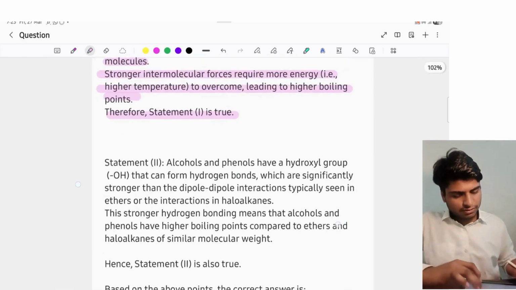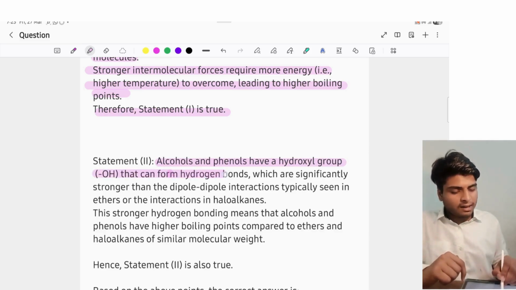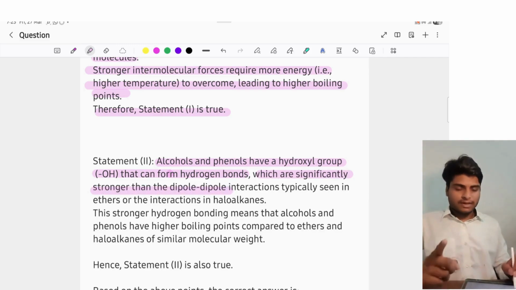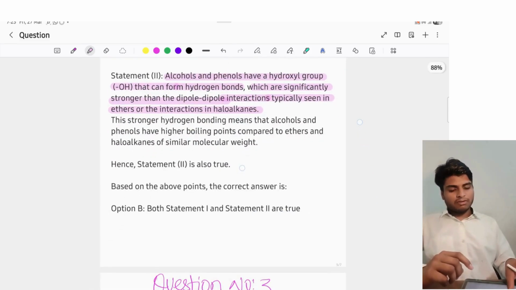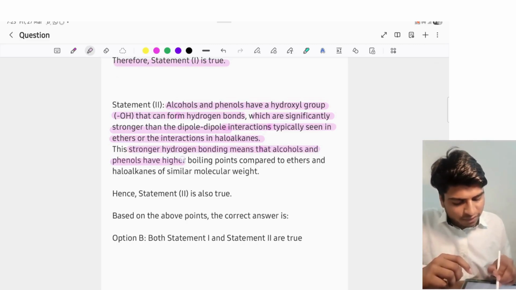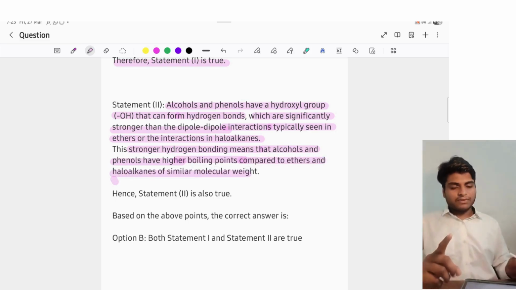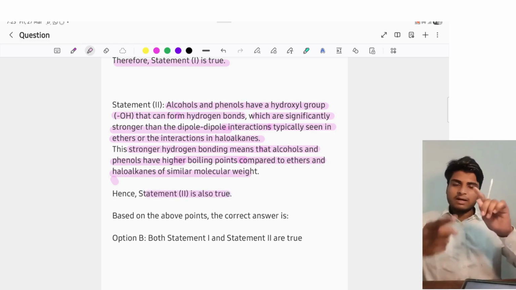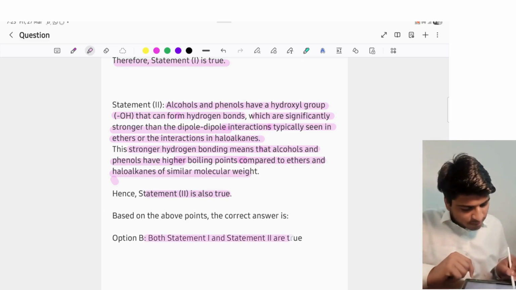And statement 2: alcohol and phenol have a hydroxyl group, OH, that can form hydrogen bonds, which are significantly stronger than the dipole-dipole interactions typically seen in ethers or haloalkanes. This stronger hydrogen bonding means that alcohol and phenol have higher boiling points compared to ethers and haloalkanes. So statement 2 is also right. Statement 1 is right and statement 2 is also right. Hence both statements are true.